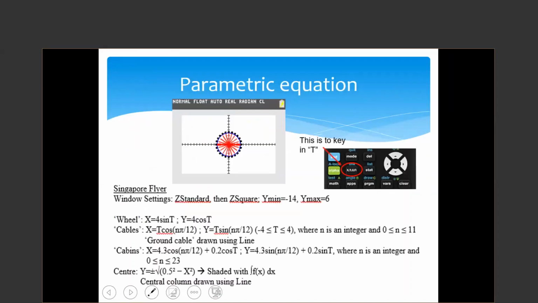Past year student submissions also use parametric equations. Under mode, you can change to parametric equation. You can key in this set of equations and you can get the Singapore Flyer.